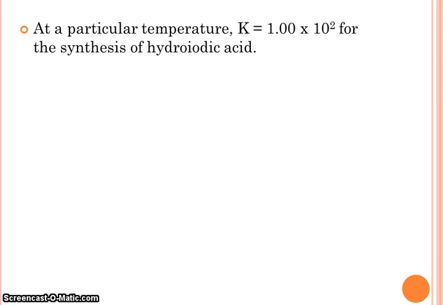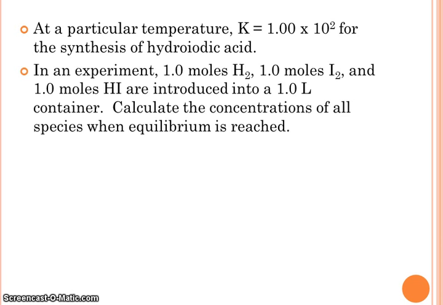Now let's do one more problem. This time we're given K. It says at a particular temperature, K equals 1.00 times 10 to the 2 for the synthesis of hydroiodic acid. In an experiment, 1.0 moles of hydrogen, 1.0 moles of iodine, and 1.0 moles of hydroiodic acid are introduced into a 1-liter container. We want to calculate the concentrations of everything at equilibrium this time.